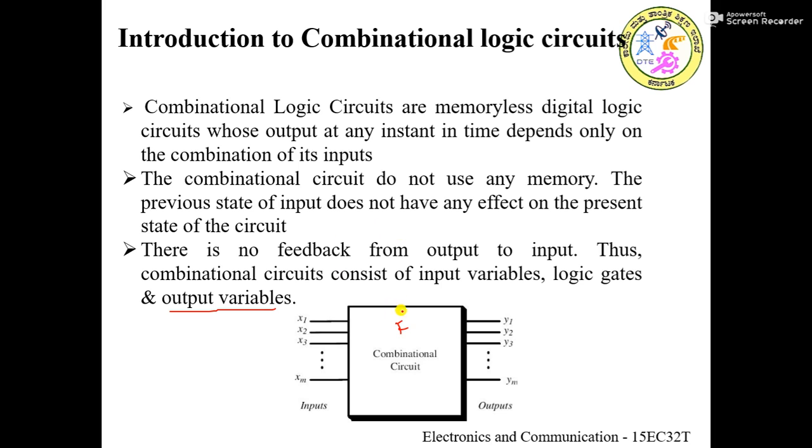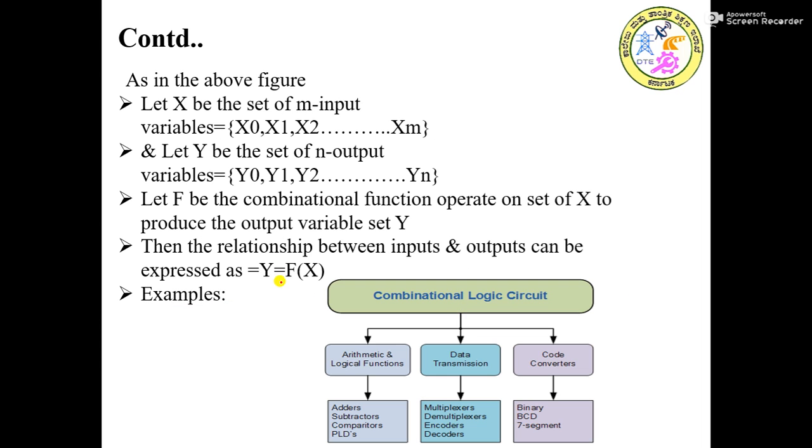If you are asked to write the relationship between the output and input, you can write it as a mathematical function, that is y will be equal to some function of x. That function may be anything, some function of x. So the relationship between inputs and outputs can be expressed as y equal to f of x.